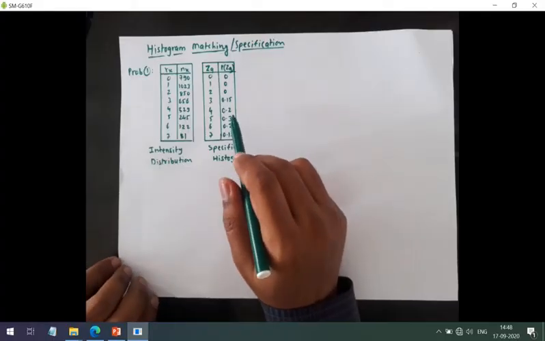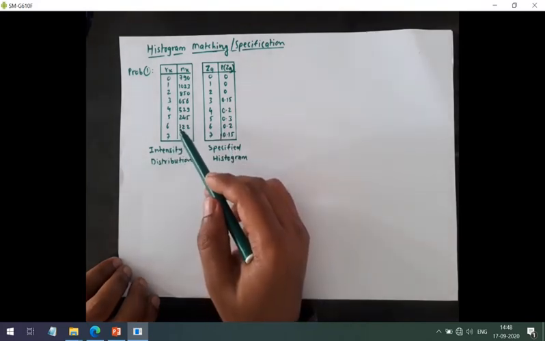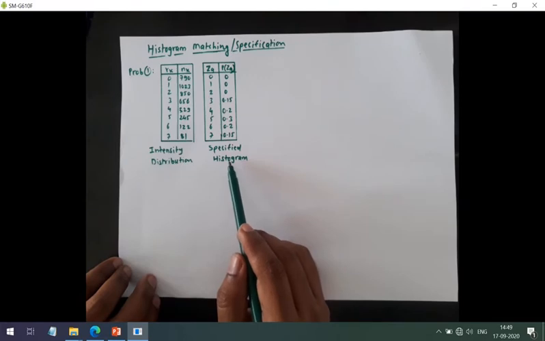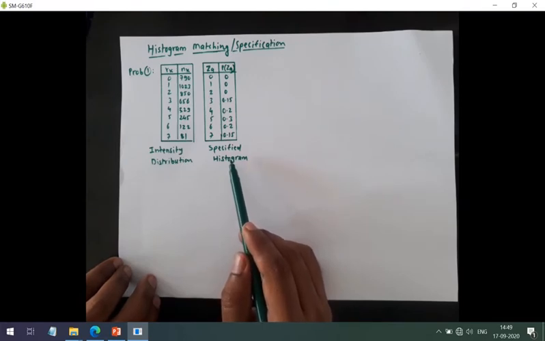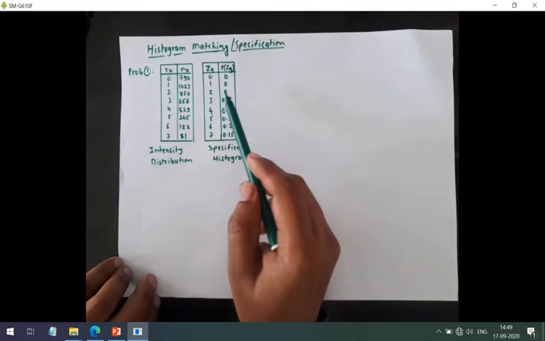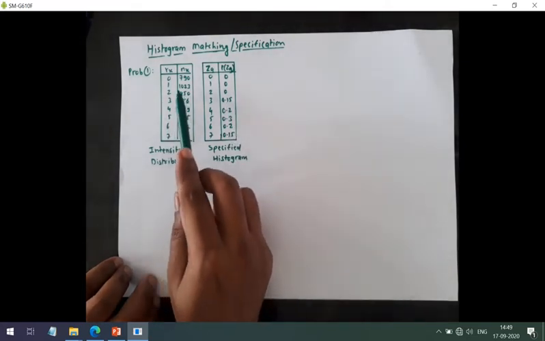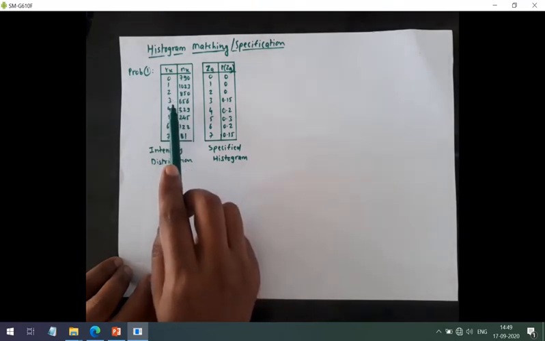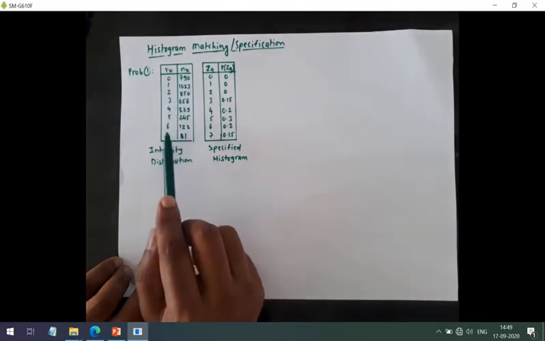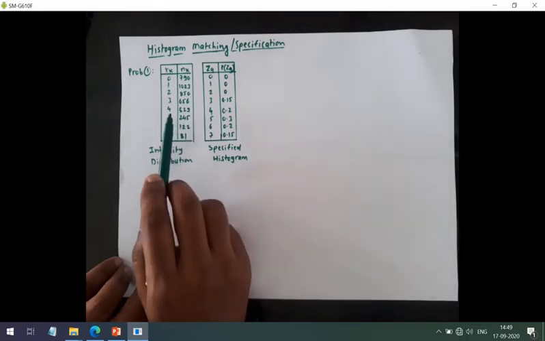Now we'll see one problem based on histogram matching. This is the intensity distribution of the given image, and this is the specified histogram. They have not given the actual diagram of the specified histogram. Instead, they have given a table. Intensity values are mentioned and the corresponding normalized values are given. If you remember, these are the same values which we have seen in problem number 1 of histogram equalization, so we have the same image. Now we will apply histogram matching on this image.